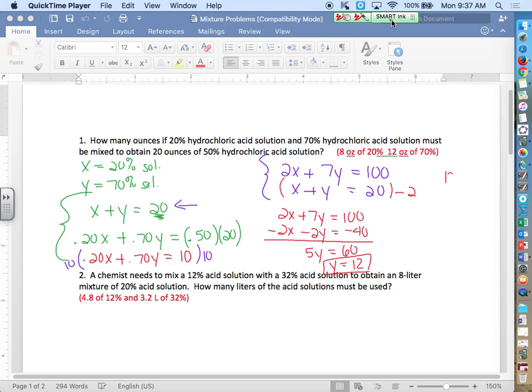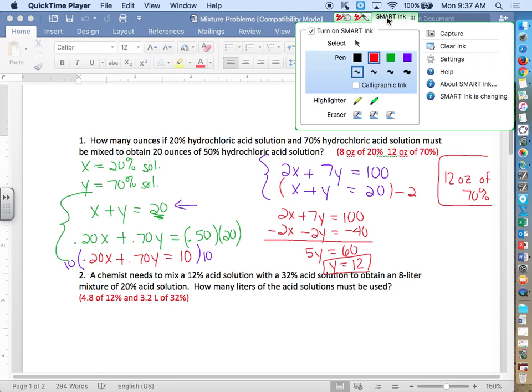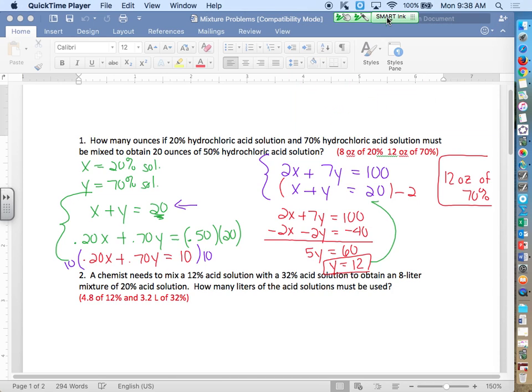So we need 12 ounces of y, which was the 70% solution. And then if I take that and plug that back into, say, the second equation here, I would have x plus y, which was 12, equals 20. So my x would be 8. And that was the number of ounces of the 20% solution.